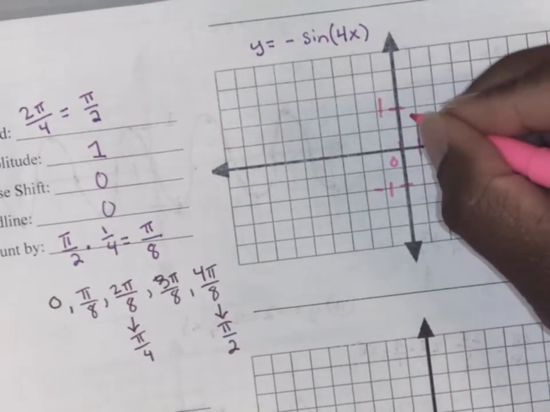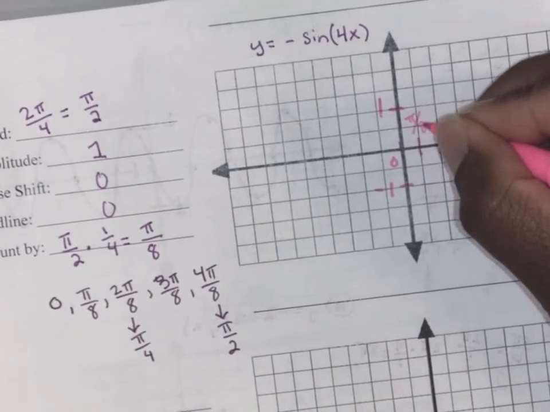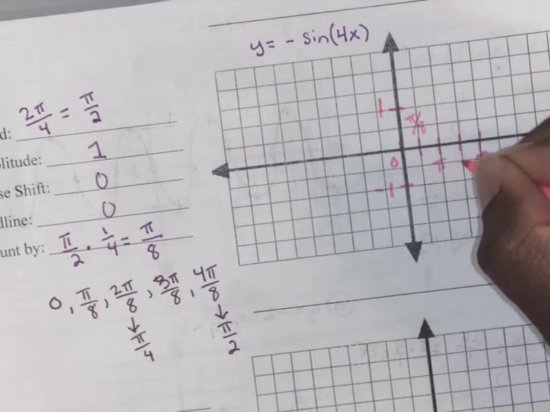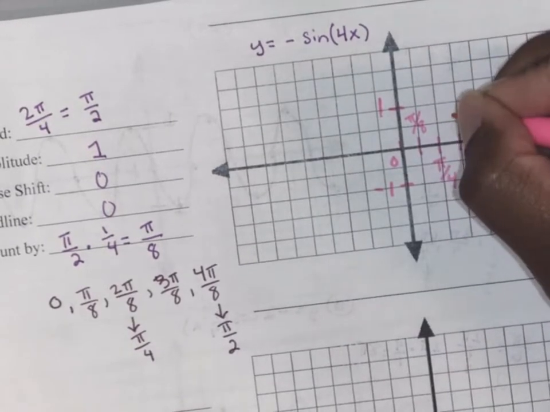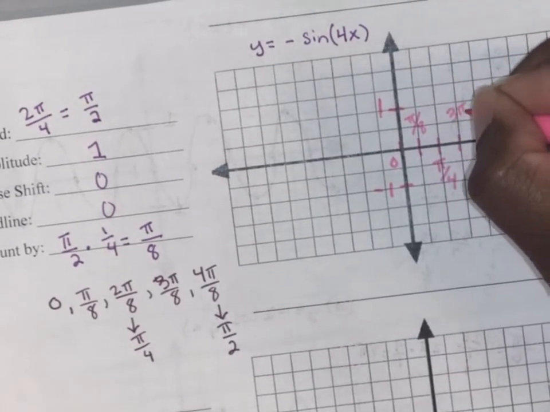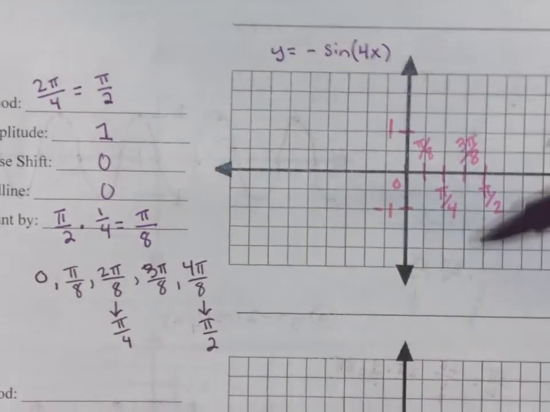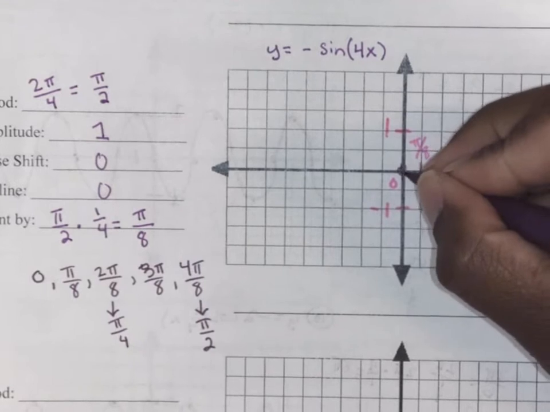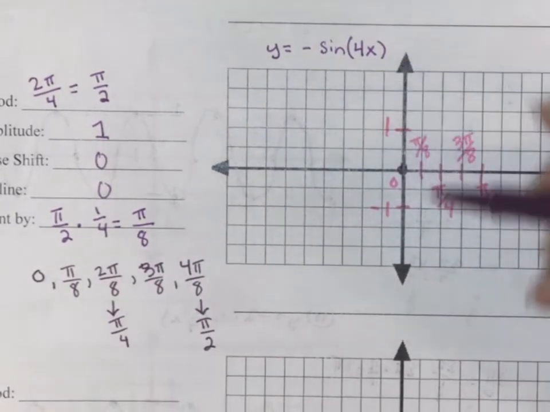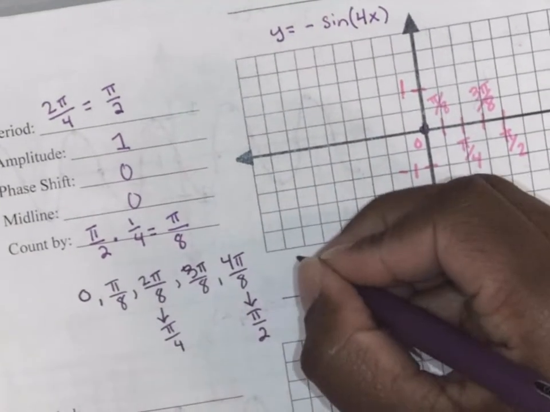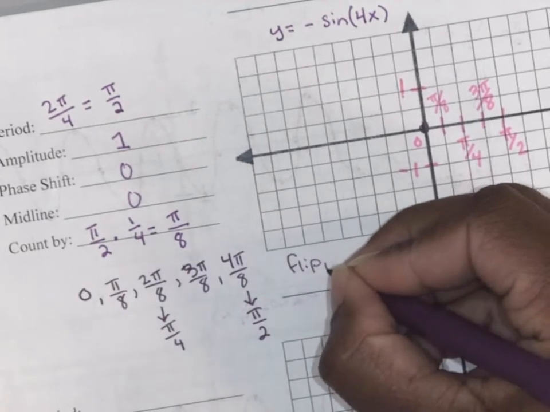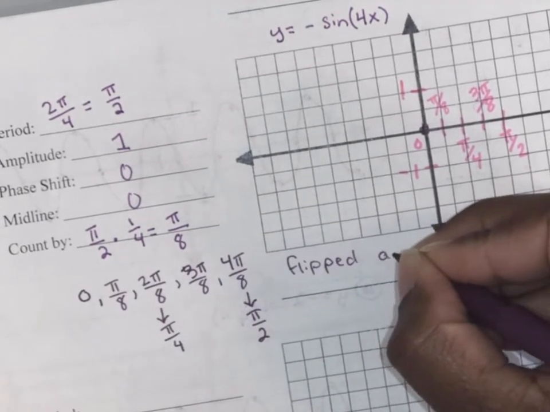Alright, so this next point will be pi over 8, followed by pi over 4, then 3 pi over 8, and then pi over 2 is where we should finish. So sine starts at the origin. Since this negative is here, it's flipped across x.